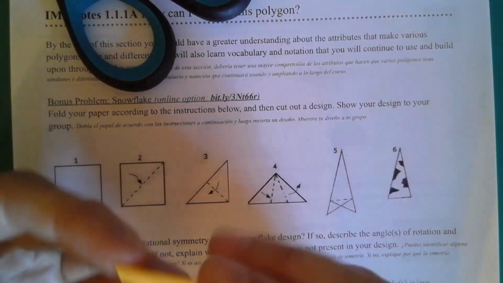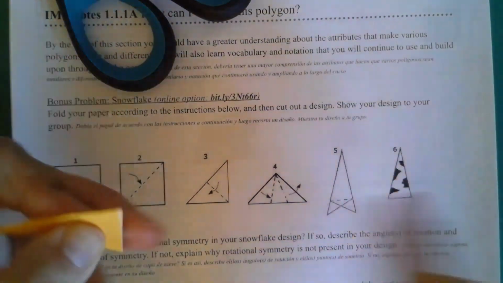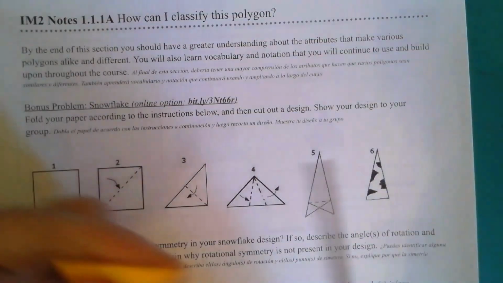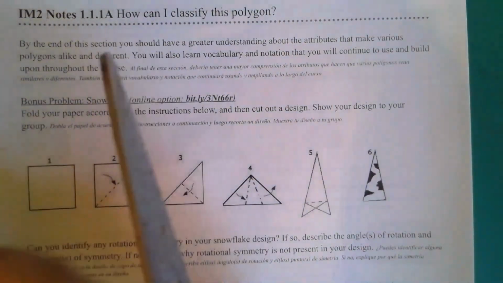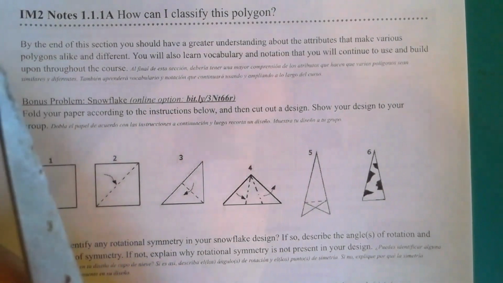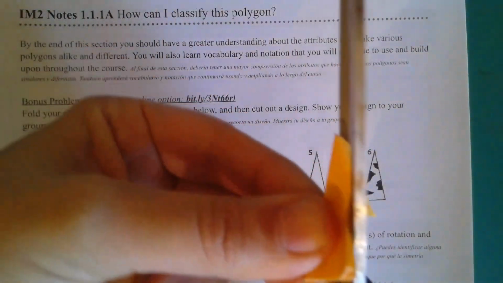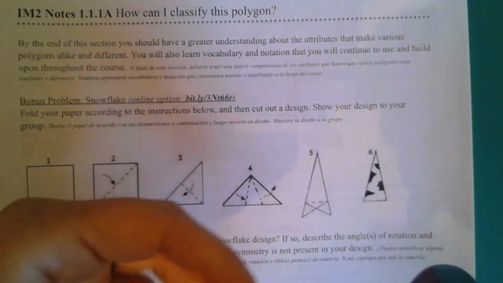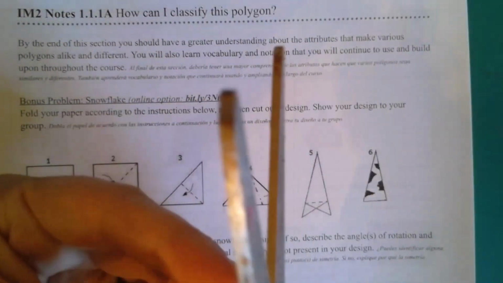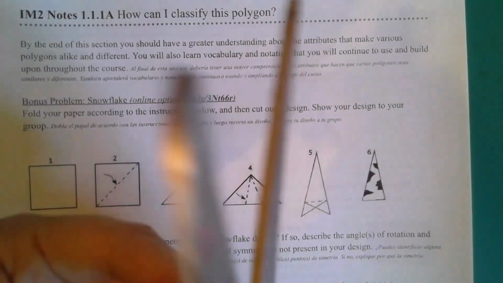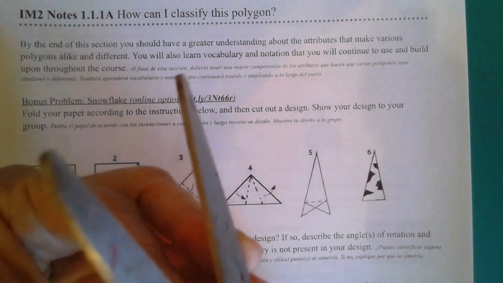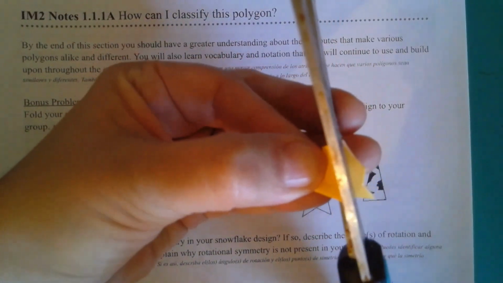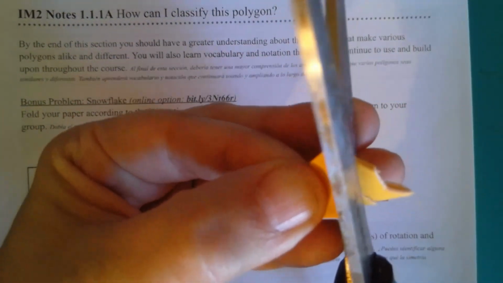Okay. And now we just do what we want to do. A little cut here. Maybe a little cut here. Zigzag on top. You can do whatever you want. If you're doing this online, you don't really have to make your snowflake, but it's fun, and I'm doing it.